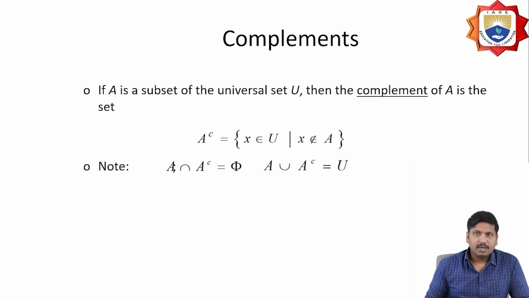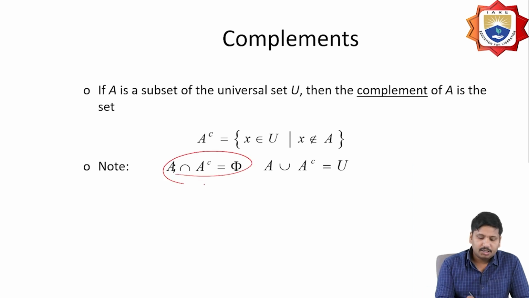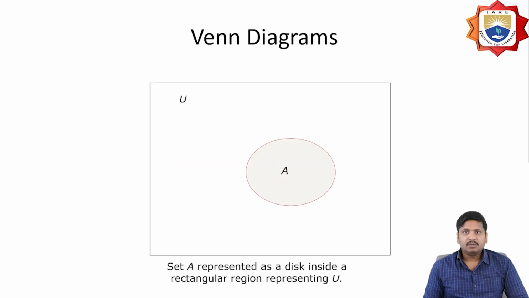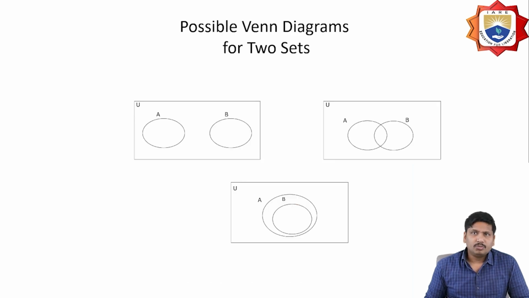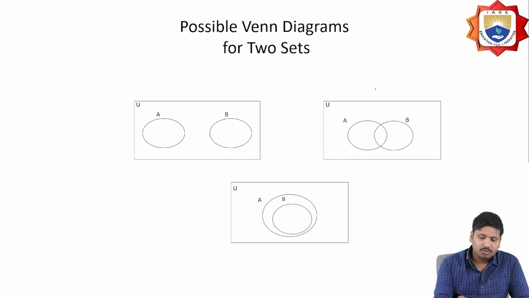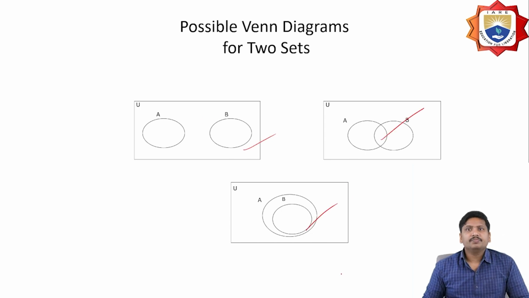And next one is complement. A is a subset of the universal set, then the complement of A is A' equal to {x such that x belongs to μ and x does not belong to A}. And A ∩ A' is equal to φ and A ∪ A' is equal to μ. And next one is Venn diagrams. A set A is presented as a disk inside a rectangular region representing μ. And the possible diagrams of two sets are Venn diagrams: union, intersection, and so on.